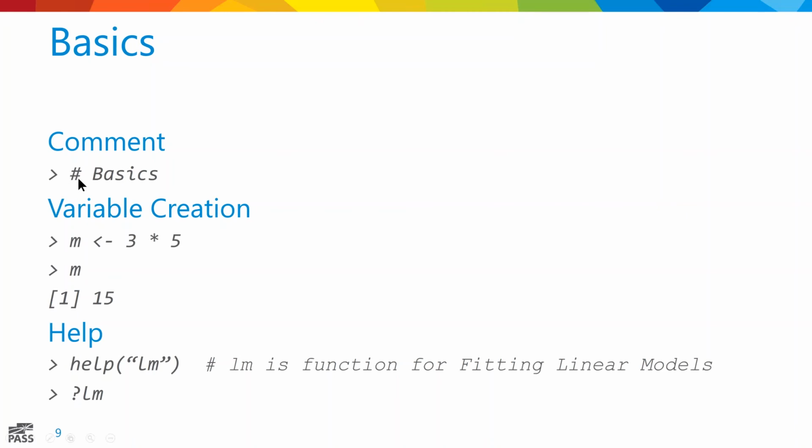So basics, comments. All R has for comments is a hash, the pound sign, the hashtag right there. So if you want to comment multiple lines, you have to put multiple pound signs. The good news, if you're in RStudio, you can highlight like 6 lines.